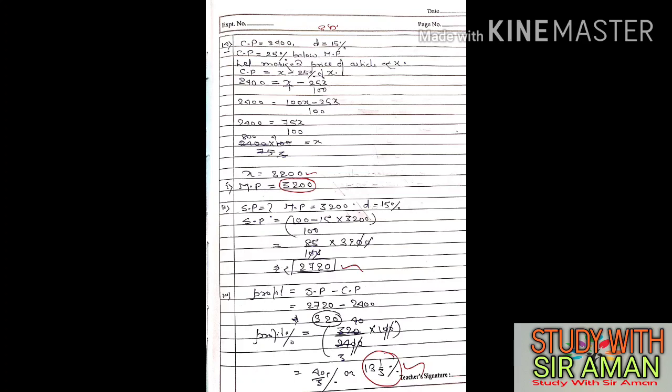Okay, in this question what you have to learn, the first 3 lines you have to check nicely. If marked price is not given, you will take X. Okay, below means minus. Clear?